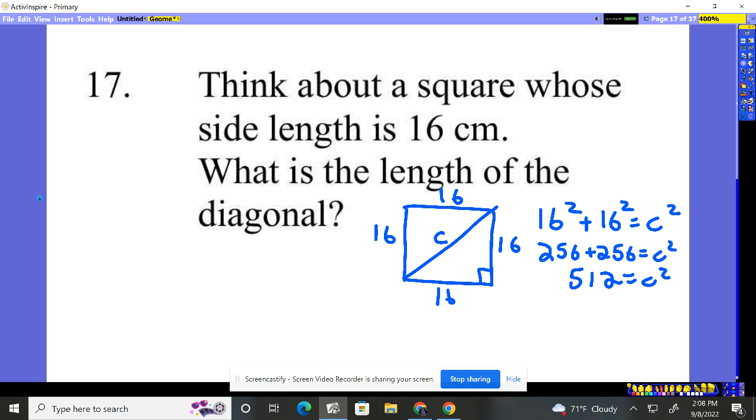You take the square root of both sides. When we do that, c will be approximately the square root of 512. Type it in your calculator. Should be about 22.6 is what I had earlier. 22.6. Okay, rounded to the nearest tenth.